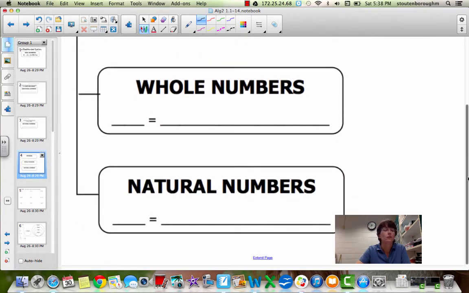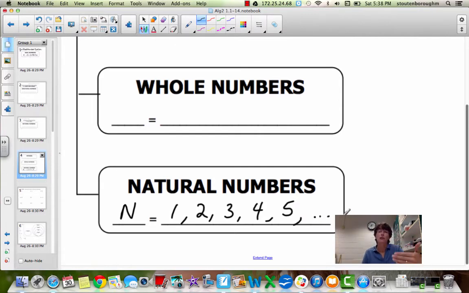I thought it was easier to start with the bottom here and work our way up. So we're going to start with natural numbers. And we're going to let N stand for natural numbers. And basically natural numbers are your counting numbers. 1, 2, 3, 4, 5, ... as high as you can possibly count.